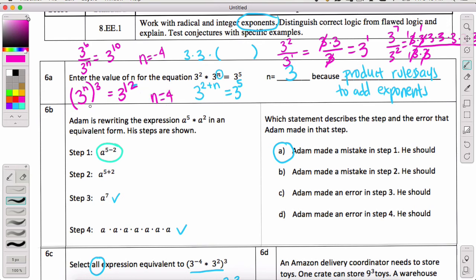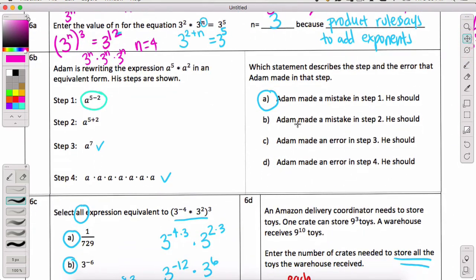Now the reason that is, just to draw you a picture of this, it's saying 3 to the n to the 3rd power. 1, 2, 3. But that has to be equivalent to 3 to the 12th. So how many 3's would have to be here, same amount here, same amount here, to end up with 12? Well, 3 groups. I need 4 in each group. 3 to the 4th, 3 to the 4th, 3 to the 4th. N is 4.